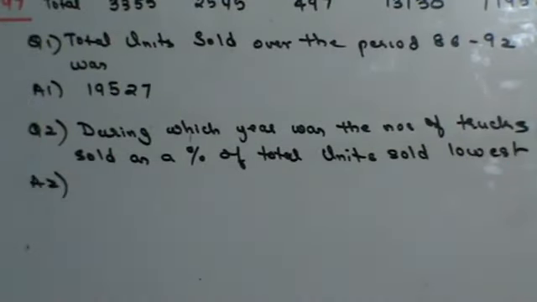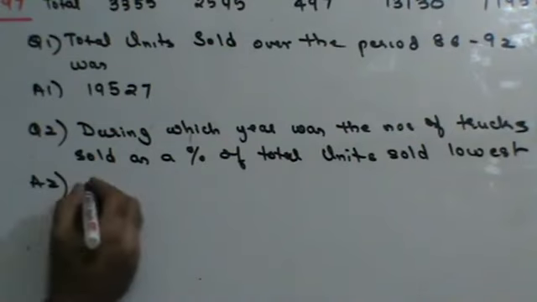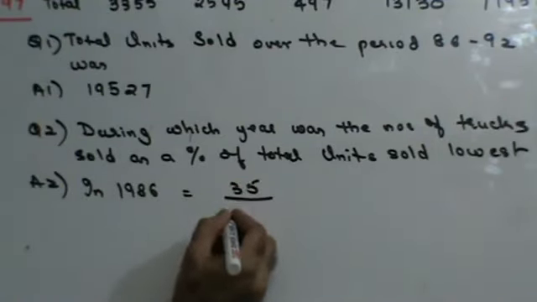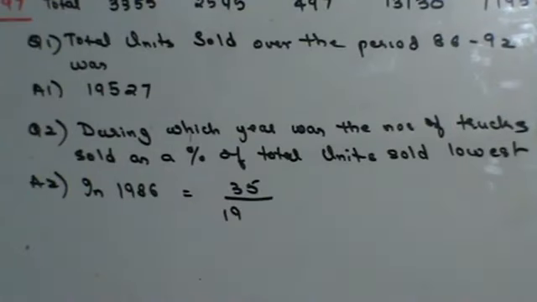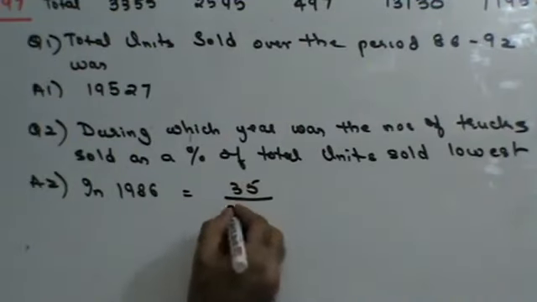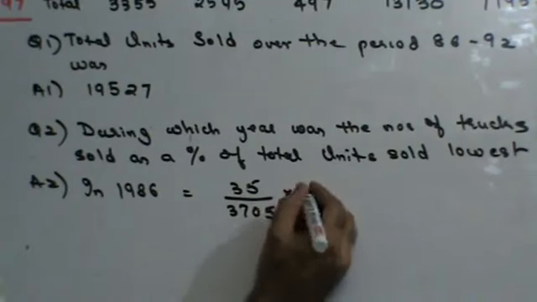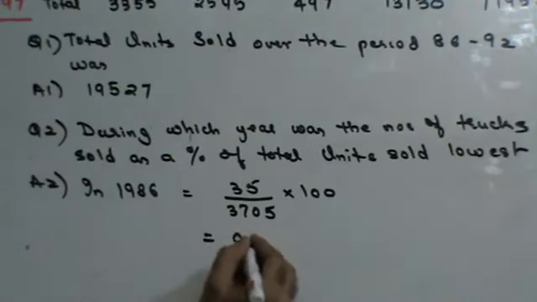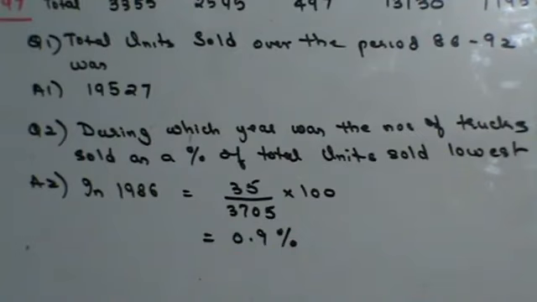If you look at trucks, the minimum trucks that have been sold is in the year 1986. So in 1986, you will see that there are 35 trucks sold. The total number of units sold in the year 1986 is 3705, into 100. So in that particular year, the percentage of trucks sold was, I presume, 0.9%. So in which year was it lowest?